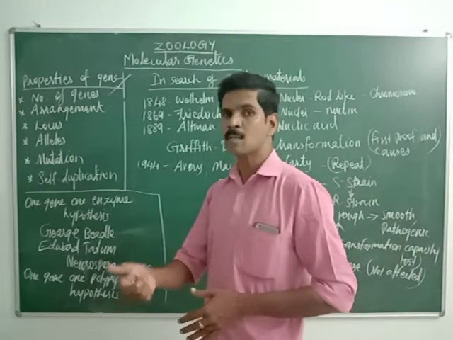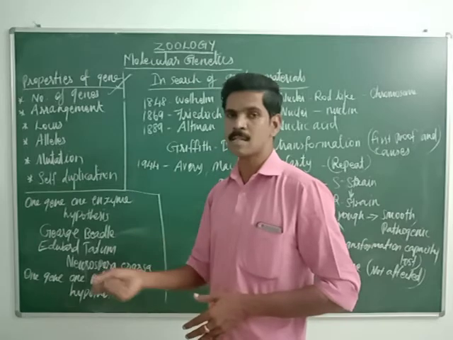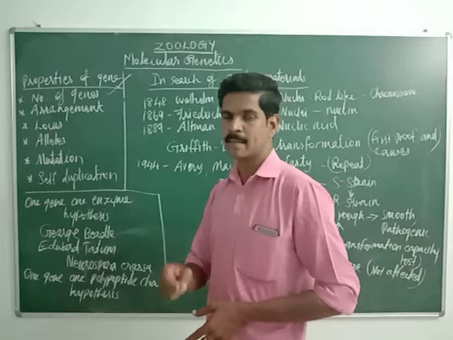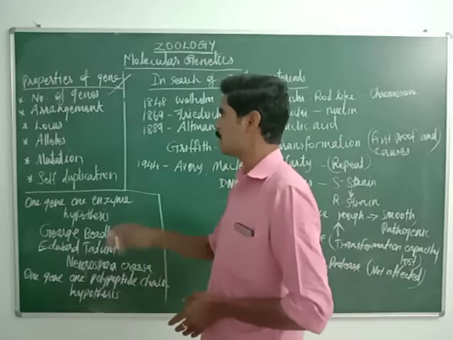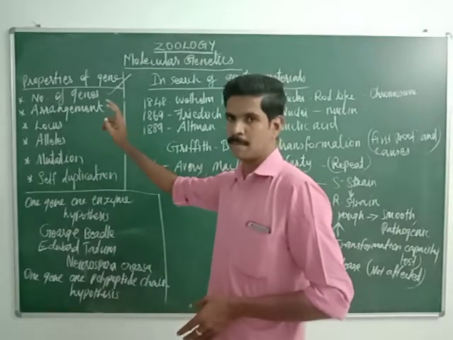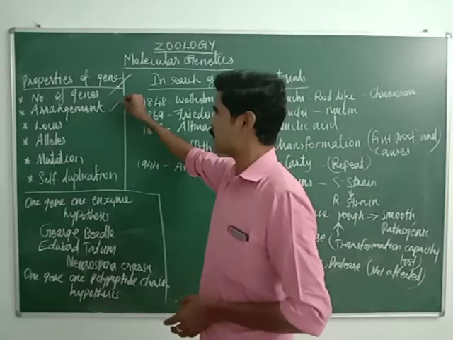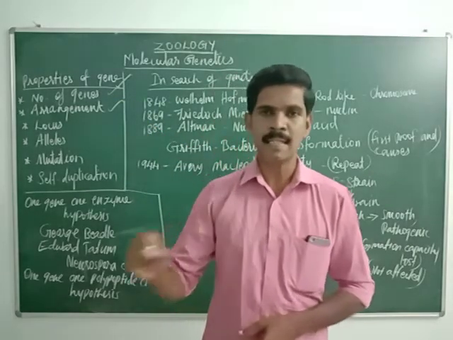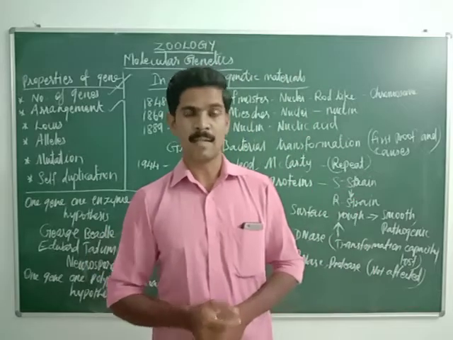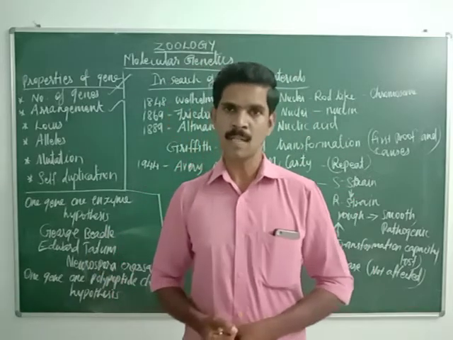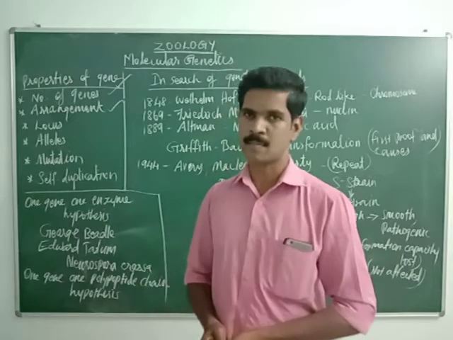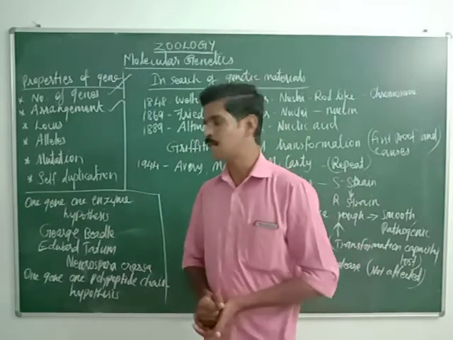But each and every chromosome consists of a large number of genes. So the number of genes is always higher than the number of chromosomes. So this is the first property of the gene. Second property, arrangement. Each and every gene is arranged in a linear structure, like beads on a string. So the arrangement of the gene is a linear arrangement. This is the second property of a gene.